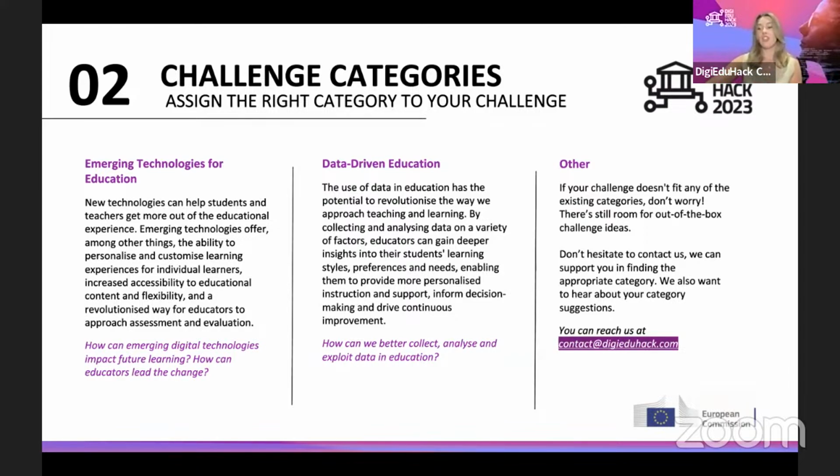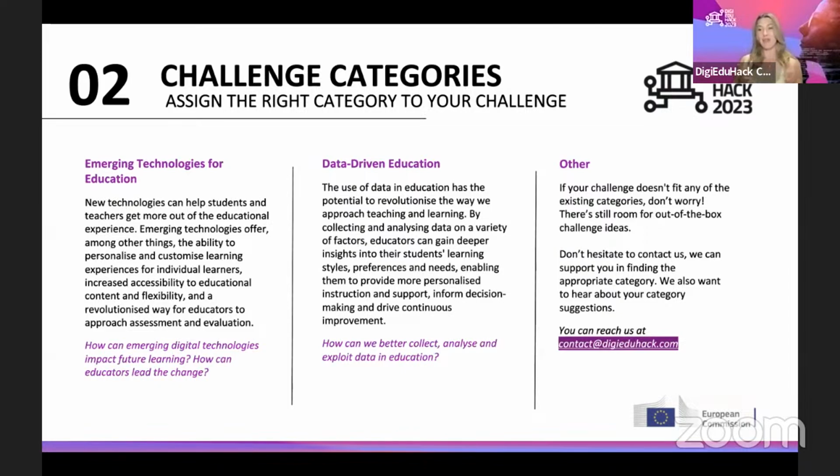The eighth challenge category is data-driven education. Since we're going digital, we're also collecting data, and your focus can be on how we can better collect, analyze, and exploit data in education to make a better learning experience and learn about your students' learning styles, preferences, and so on, and then be able to give out a personalized learning experience for different types of students.